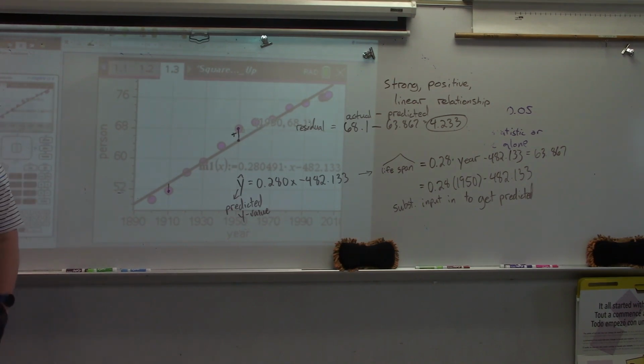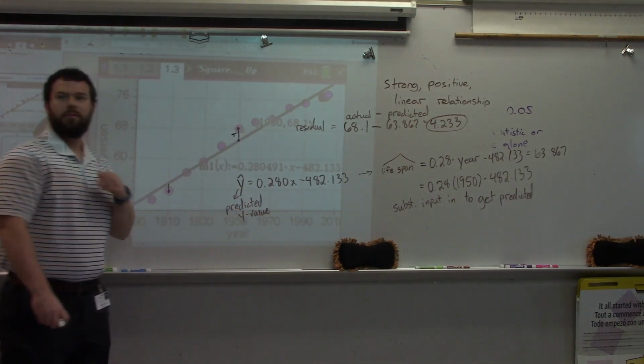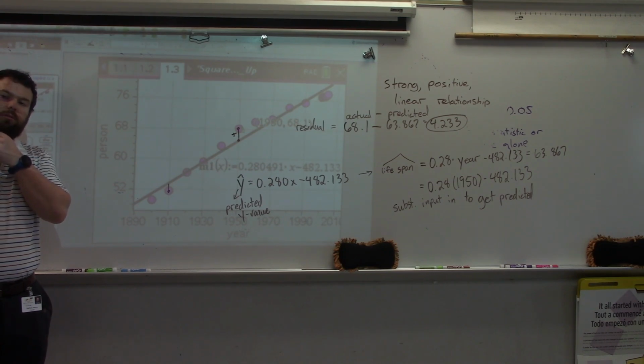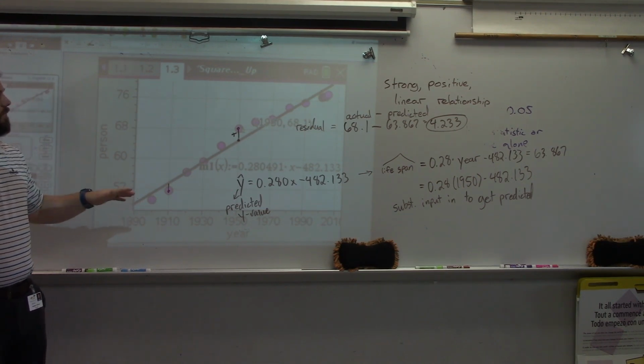I will say this, it doesn't happen a ton, but the AP exam does ask us to interpret residuals sometimes. So how would we interpret what that number means? My residual is 4.233. How would I interpret what that is? Your regression line, your prediction, underestimated the true value by 4.2 years.